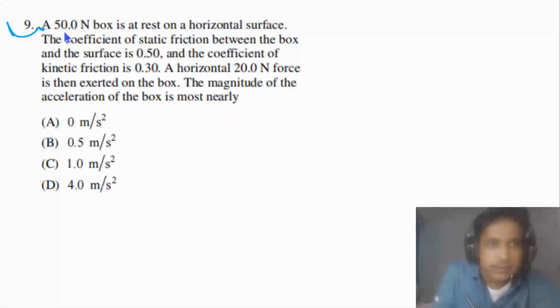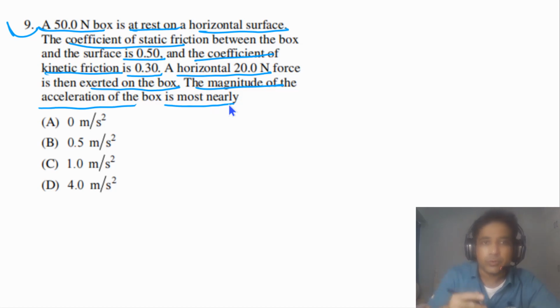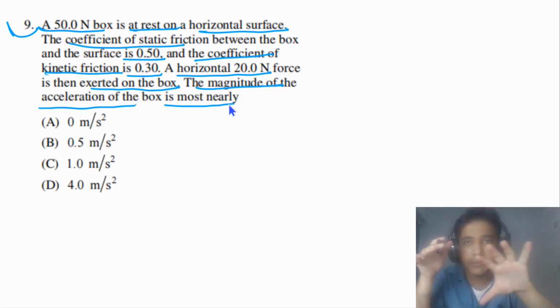Question 9 says a 50 newton box is at rest on a horizontal surface. The coefficient of static friction between the box and the surface is 0.50 and the coefficient of kinetic friction is 0.30. A horizontal force of 20 newtons is exerted on the box. The magnitude of acceleration of the box is most nearly. So we have to calculate the magnitude of acceleration of the box, meaning the block has to move.